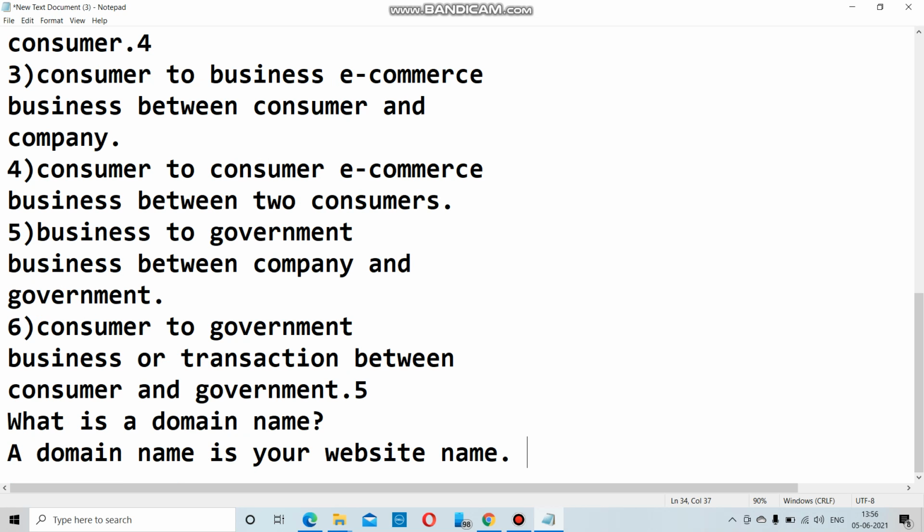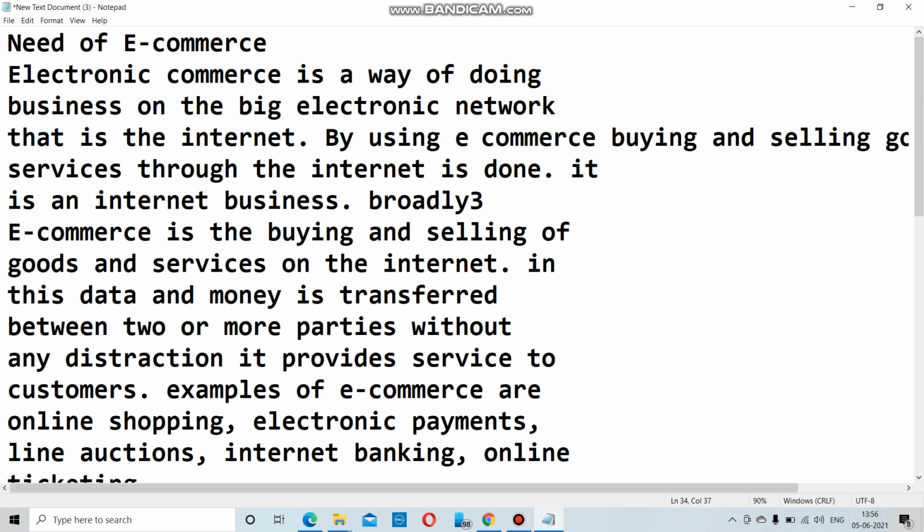So in this lecture we have seen the types of e-commerce, what is e-commerce, and the need of e-commerce. It is simply the introduction of e-commerce. We are going to build our e-commerce website from scratch, so we should know what e-commerce is and what the types of e-commerce are.